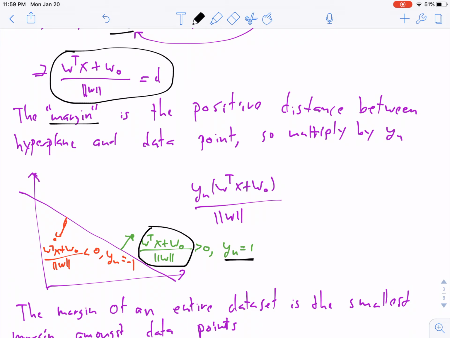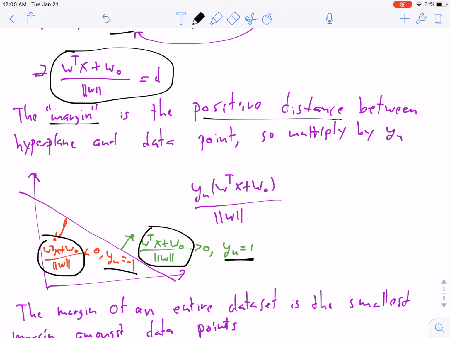So pre-multiplying by yn doesn't do anything, but we don't need it to do anything because we're looking for a positive distance. For some of the other data points on the other side of the hyperplane, this quantity is going to be negative. But luckily, these data points on the other side of the hyperplane are the ones that are classified as in the other class with yn equals -1. So multiplying by yn equals -1 doesn't change the magnitude, but gives it the correct sign.